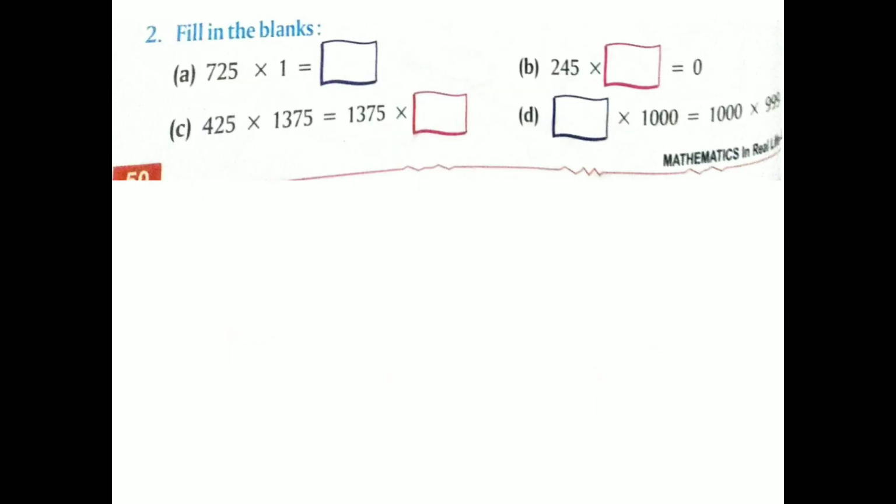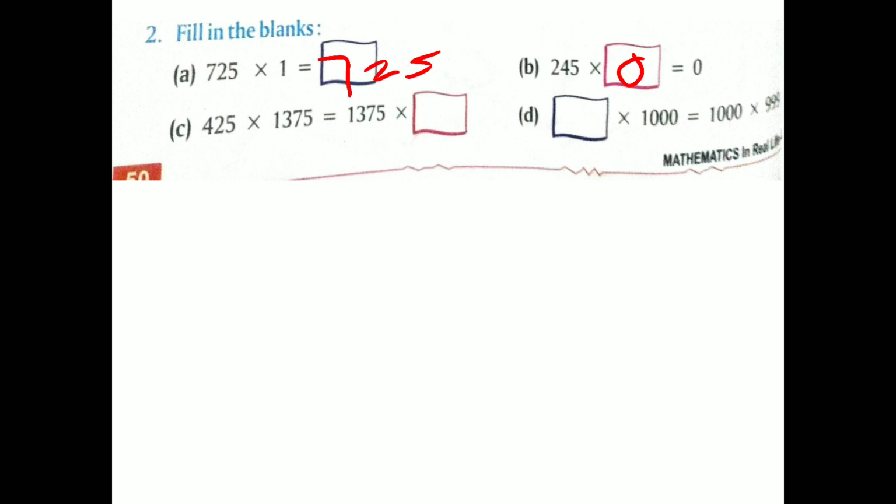Now we do question number 2. That question also we do in the book only. Question number 2 is filling the blanks. 725. If I multiply by 1, what do I get? 725. 245 multiplied by which number gives you 0? You have to multiply by 0 only.